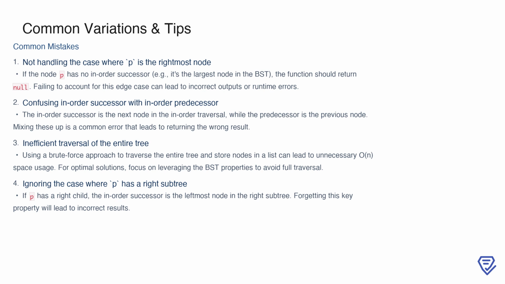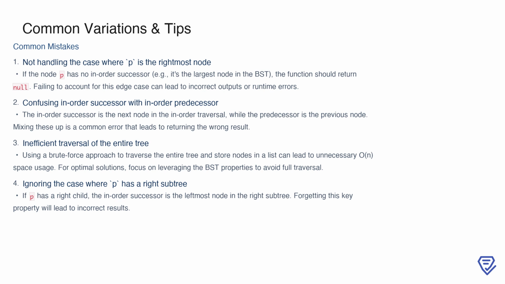Another frequent error is confusing the inorder successor with the inorder predecessor. Remember, the successor is the next node in the inorder traversal, while the predecessor is the previous node. Mixing these up results in the wrong output. Additionally, some solutions attempt a brute force approach by traversing the entire tree and storing nodes in a list. While this may work, it uses unnecessary O(n) space and ignores the efficiency offered by BST properties.